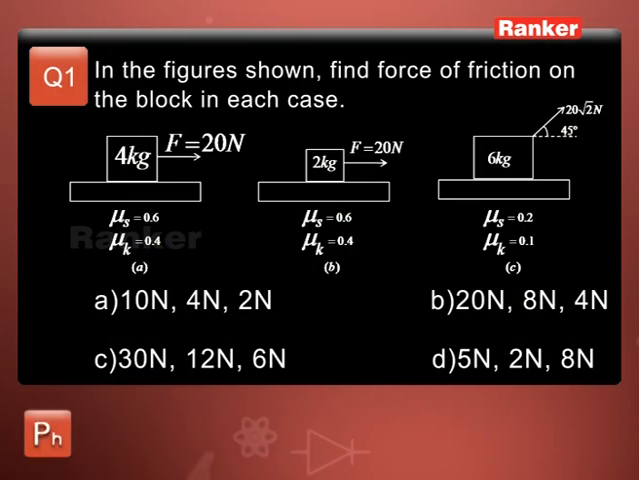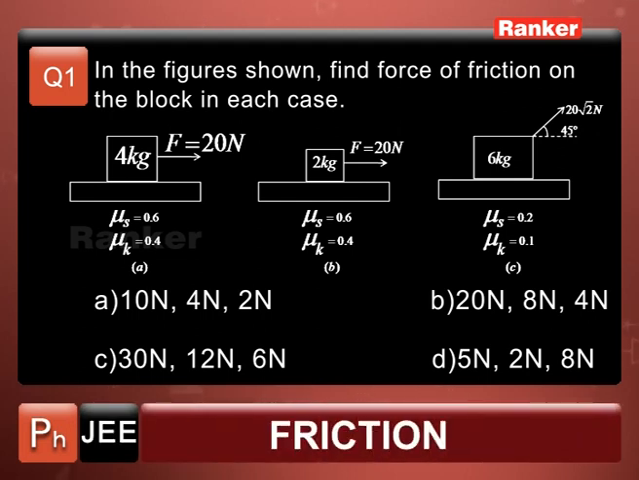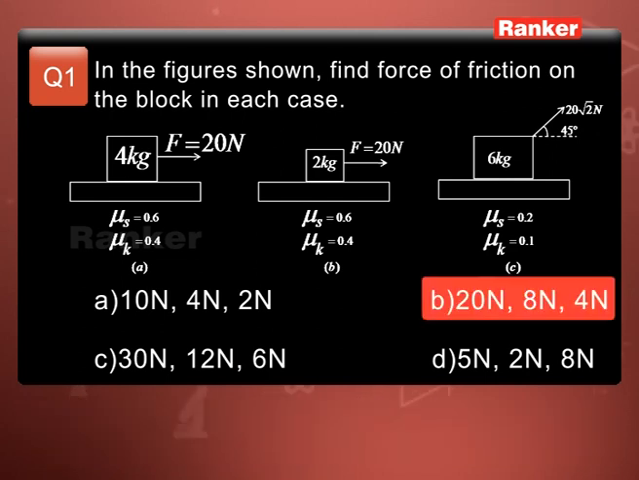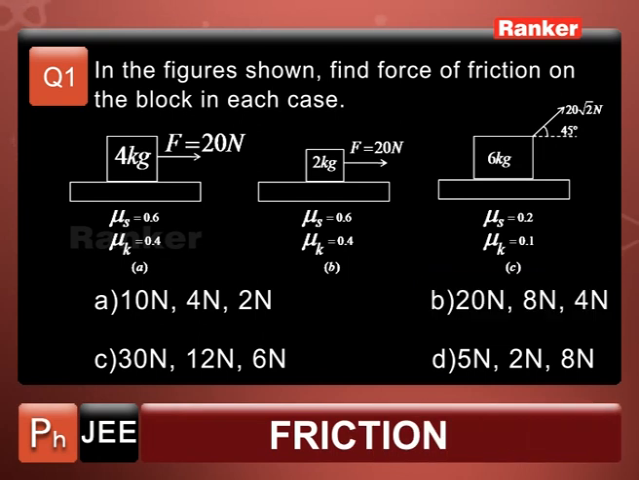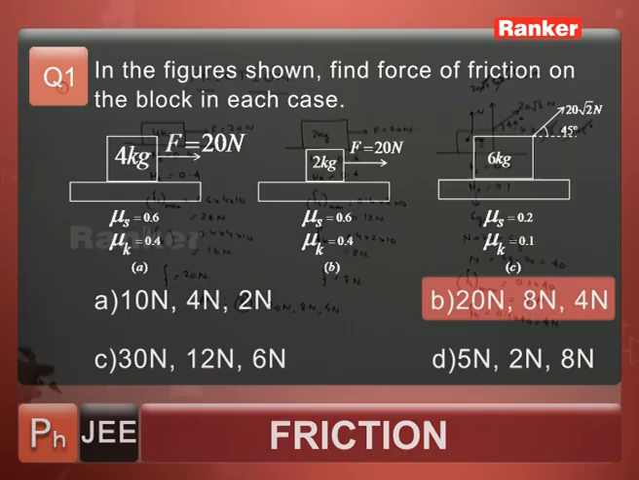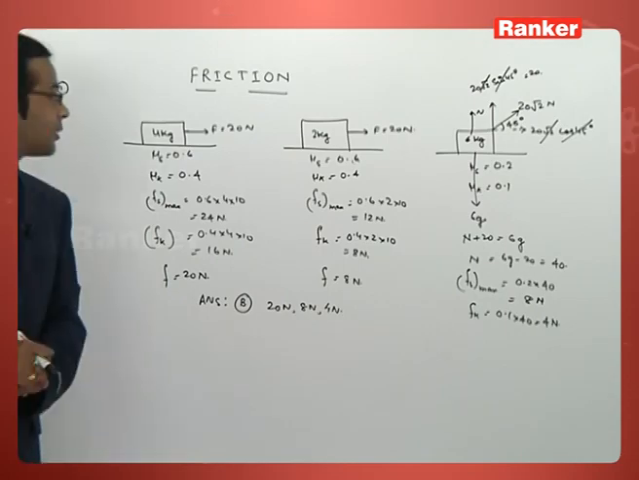So the options are given: option A is 10 Newton, 4 Newton, 2 Newton; option B is 20 Newton, 8 Newton, 4 Newton; option C is 30 Newton, 12 Newton, 6 Newton; option D is 5 Newton, 2 Newton and 8 Newton. The correct answer will be option B, which is 20 Newton, 8 Newton, 4 Newton. We'll go to the next question.